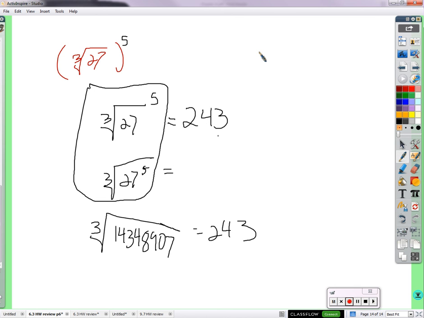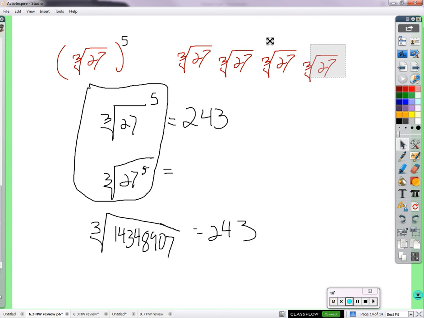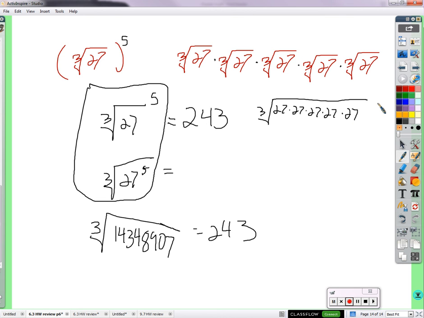And I can prove it another way. So let's say I want to take the third root of 27 and multiply it by itself five times. Okay, I'll just take this, duplicate it, and again. And I'll duplicate those. I'll duplicate one more. We're multiplying five of these together. And the same is true for third roots as is for square roots. If we have a bunch of roots, we can multiply the insides of the roots together. We get the third root of 27 times 27 times 27 times 27 times 27. What's the short way of saying that? 27 to the fifth power.